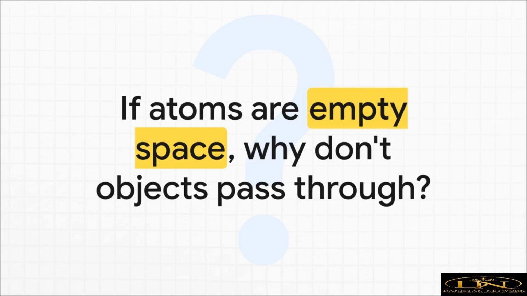If atoms are indeed mostly empty space, if they are really just tiny peas inside massive stadiums, why don't objects pass right through one another when they collide? Why doesn't your hand pass right through the desk? Think about those electron shells, and I will see you next time in our next explainer session.